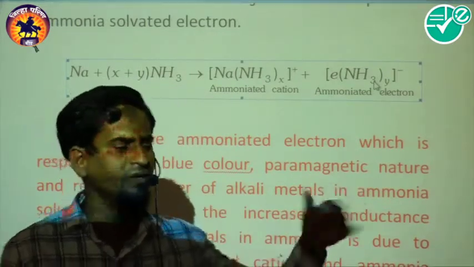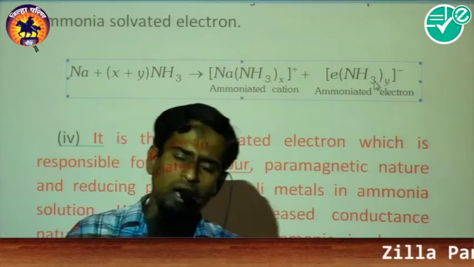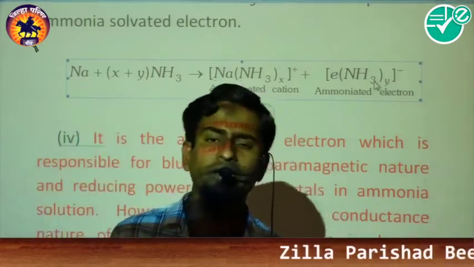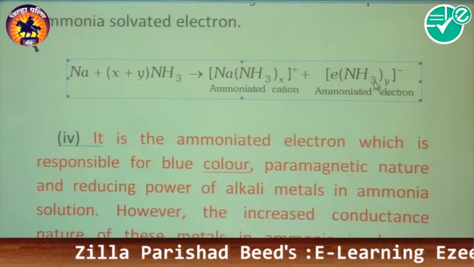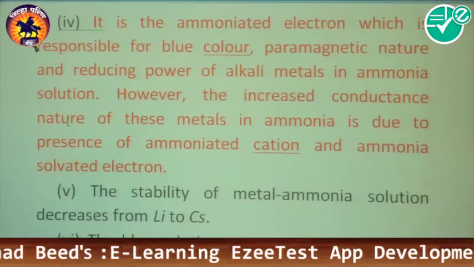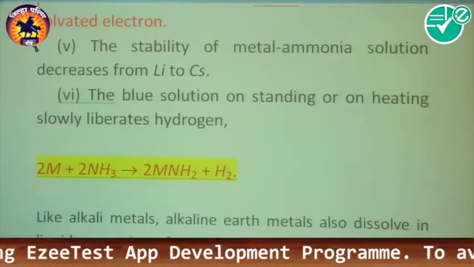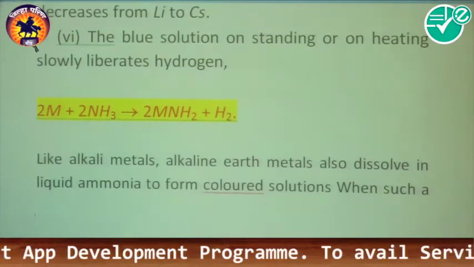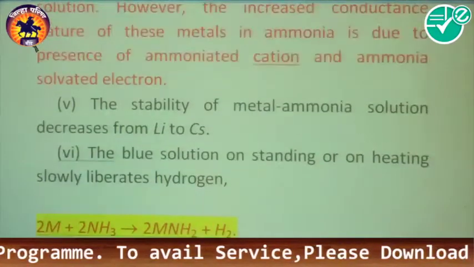But now if someone comes and says, sir, it is a very small quantity of ammonia, I want to add more ammonia, then what happens? If you add a larger amount of ammonia, the solution color changes, and after that it becomes diamagnetic. It becomes diamagnetic. Okay. And one more thing is here.